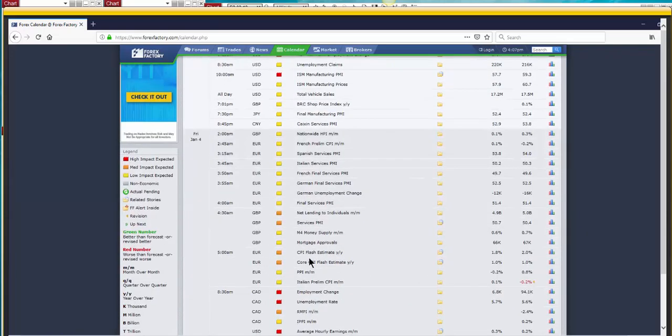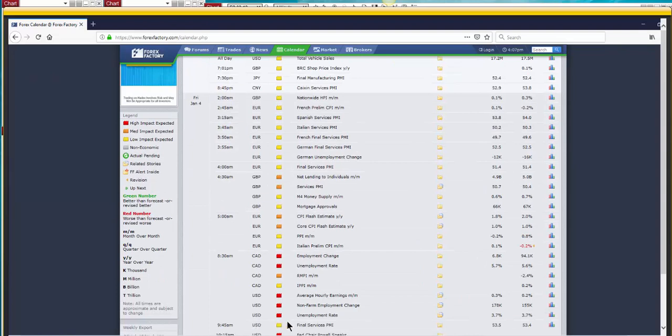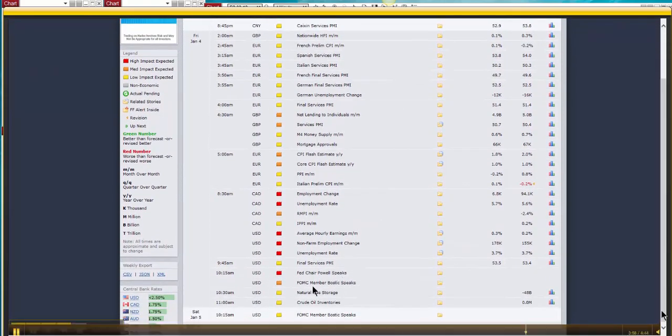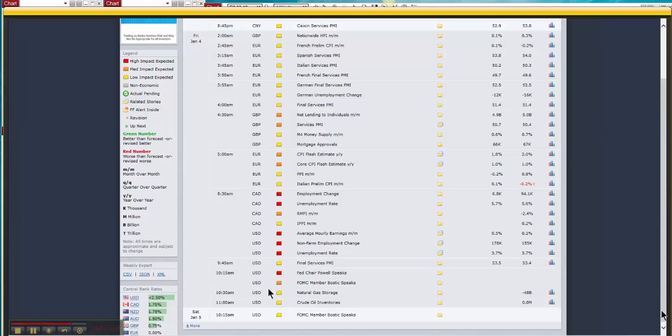So let's look on Friday the 4th. What do we have? Well, down here at 8:30, we've got a bunch of stuff. We've got the unemployment rate, non-farm employment change, hourly earnings. These are all red items, all U.S. things. Oh, and another one at 10:15 on Friday, we've got Federal Reserve Chairman Powell speaking. So lots of information, and this is a great place to do this.